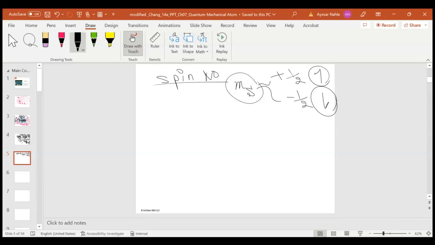So, okay, the electron this way. If this is the electron, it is moving in this direction, north is up, south is down, moving at an extremely high speed, incredible speed.